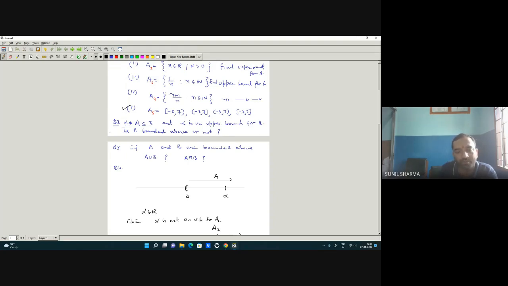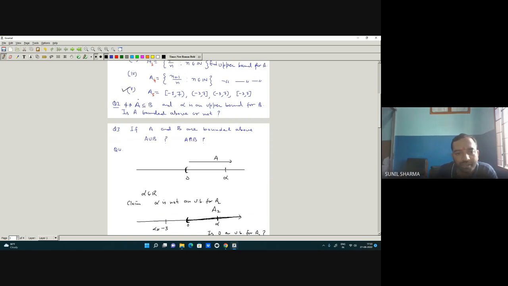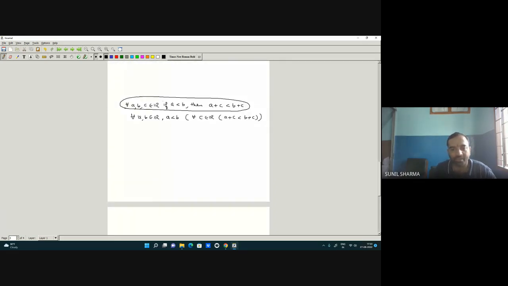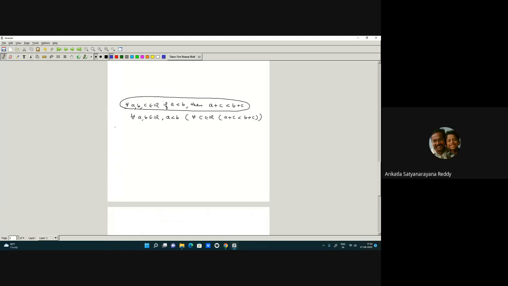Now come to question number 2. If A is a non-empty subset of B and alpha is an upper bound for B, right? So is A bounded above or not? First, it's better I write the definitions. One of you can tell, it was already discussed with you. How many of you can define bounded above properly first? When is a set bounded above?